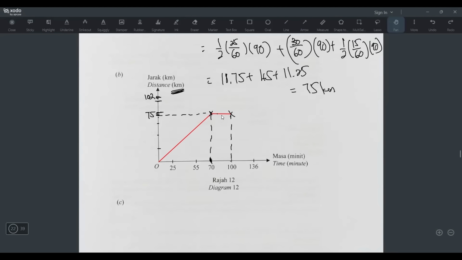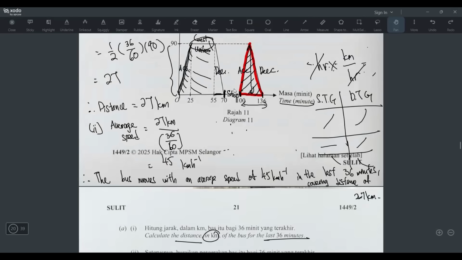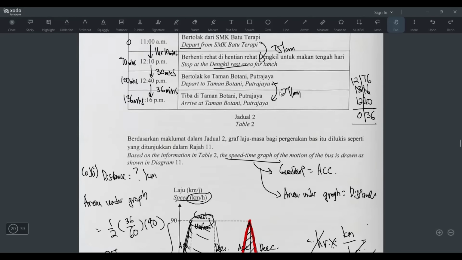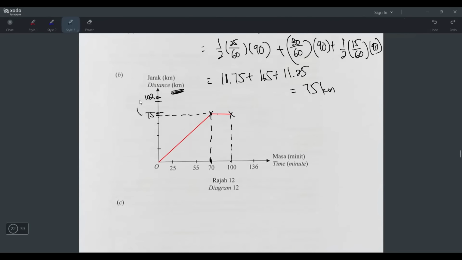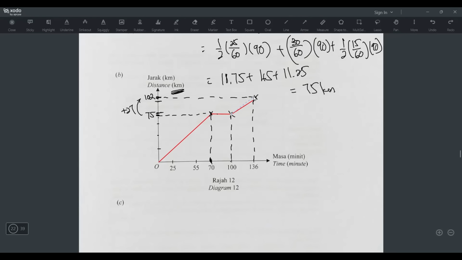Yeah, it stops. So after it stops here, you continue the journey to depart to Taman Botani, and you travel for another 27 km. That is why just now I took the 75, plus 27, and I get 102. That means the distance traveled here is 102. And when it's 136, that's when it reaches the Taman Botani. So the 102 is here. So you have to make sure it's at this level. So this is the whole graph.